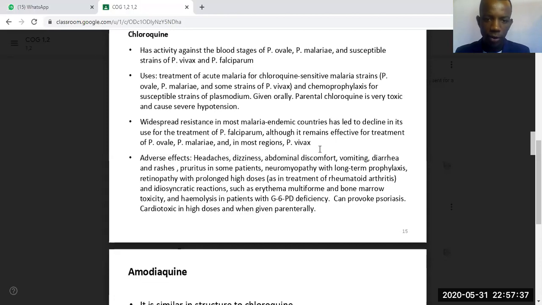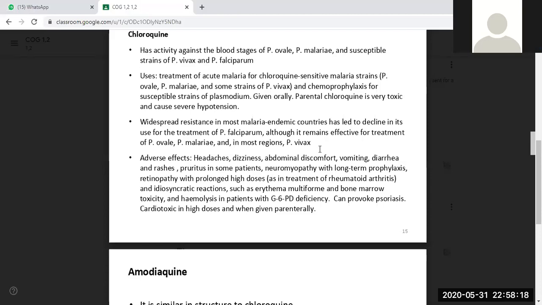And idiosyncratic reactions such as erythema multiforme, bone marrow toxicity, and hemolysis in patients with G6PD deficiency. Okay, so these are some of the adverse effects that we are going to be having with the use of chloroquine. It can also provoke psoriasis, which is another condition, and it is cardiotoxic in high doses and when it is given via any route except the oral route. So these are some of the most common adverse effects of chloroquine.